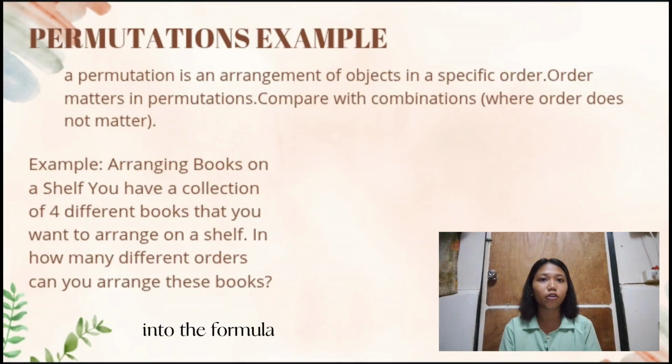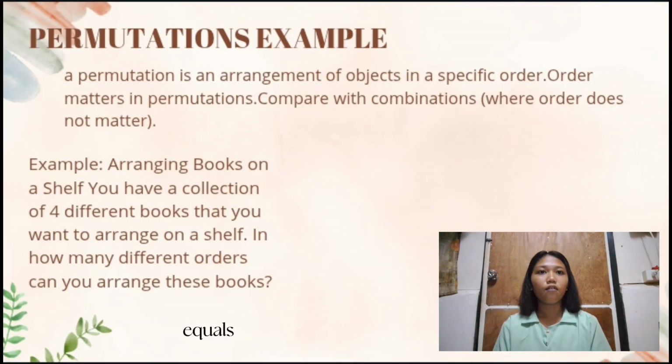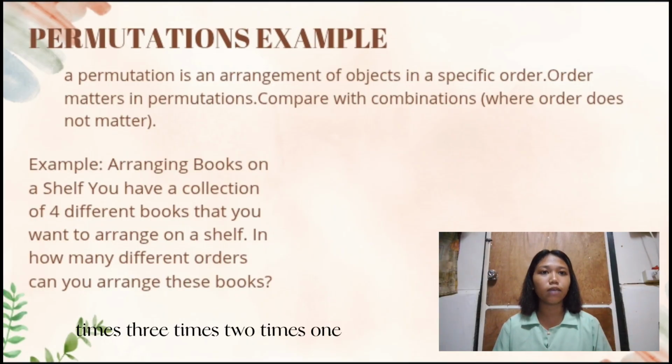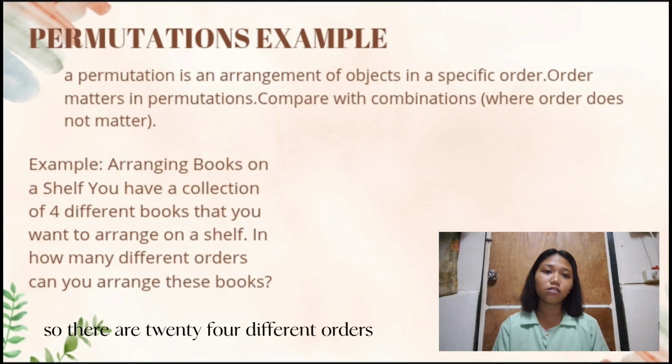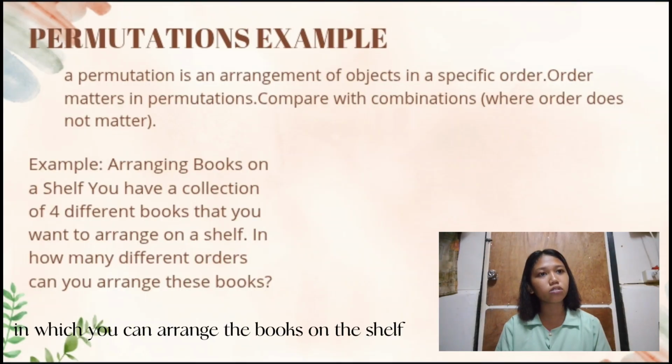Plugging these values into the formula, permutation of n equals 4 and r equals 4 is 4 factorial over (4 minus 4) factorial, equals 4 factorial over 0 factorial, which is 4 times 3 times 2 times 1 over 1, equals 24. So there are 24 different orders in which you can arrange the books on the shelf.